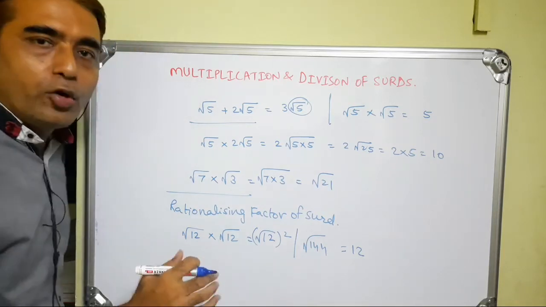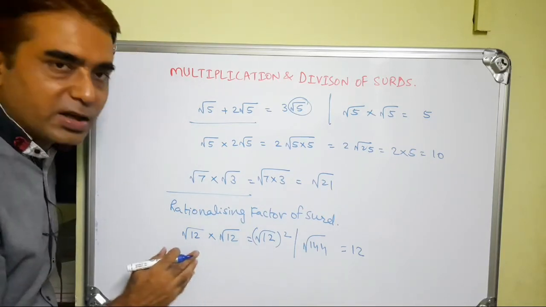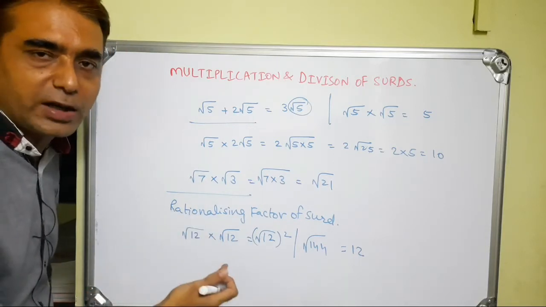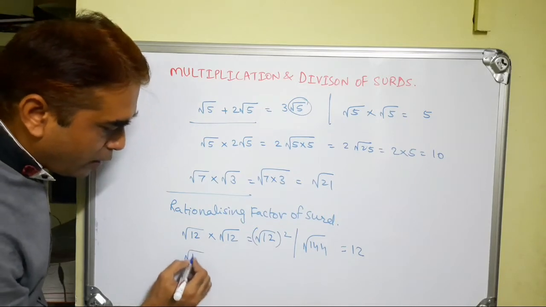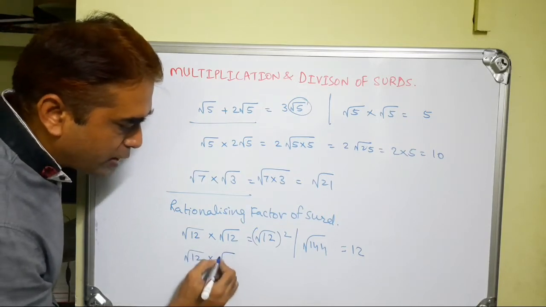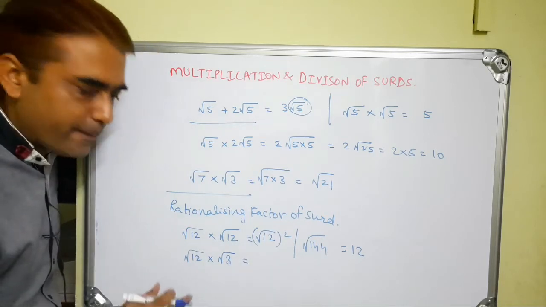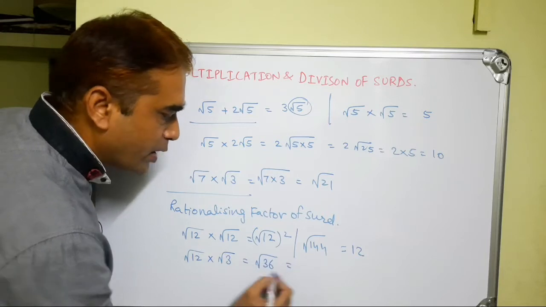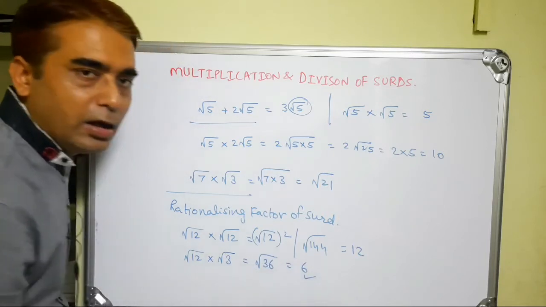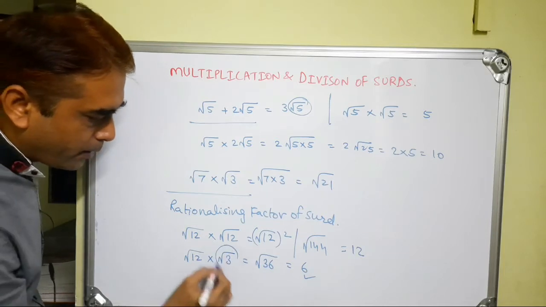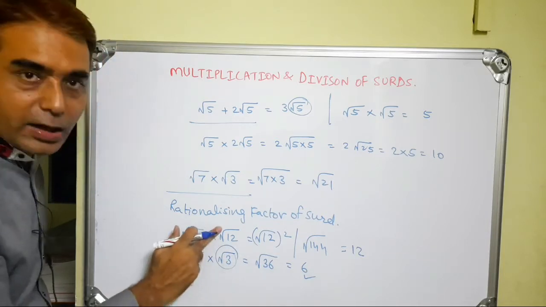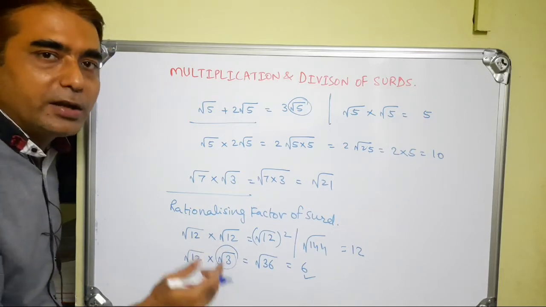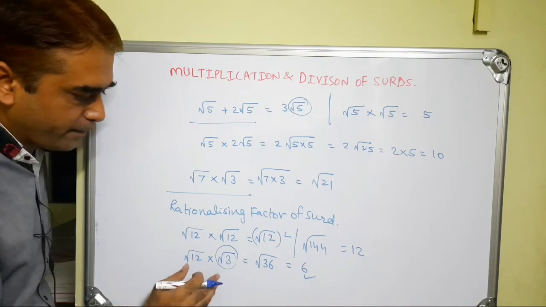But more than that, the rationalizing factor of a surd is not unique. It is not just one, there can be many rationalizing factors. Example, the rationalizing factor of square root of 12 is root 3 also. How? Root 12 into root 3 will be square root of 36, and square root of 36 is 6, which is a rational number. So the rationalizing factor of a surd is not unique. There are infinite rationalizing factors of a number.